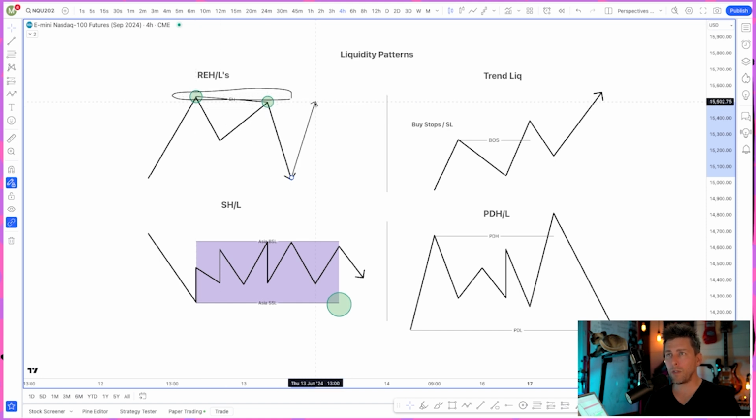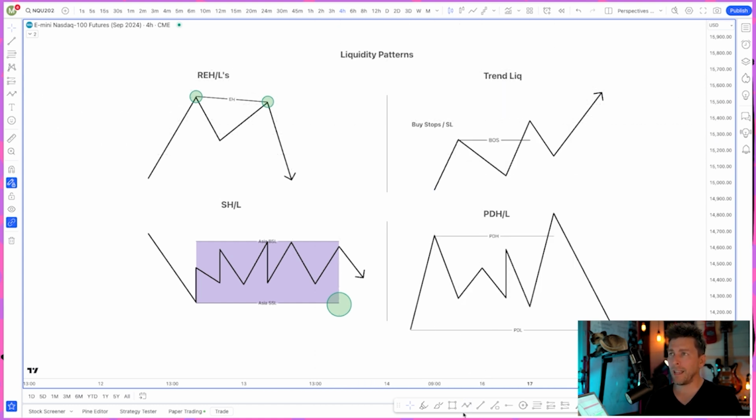And I mark that on my chart, these equal highs, equal lows, especially on these higher time frames, like your 4-hour. I'll walk you through that in a minute, but I'll mark these out and then I'll know, okay, most likely price is going to take out those equal highs or equal lows. And that gives me a very solid directional bias along with my structural bias.